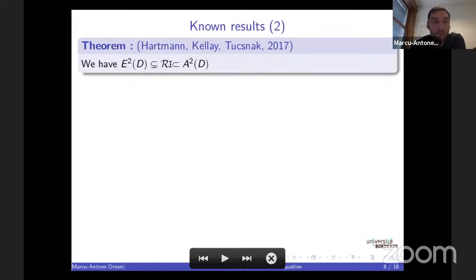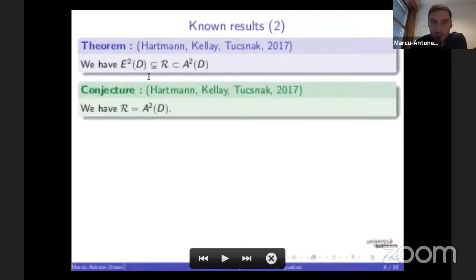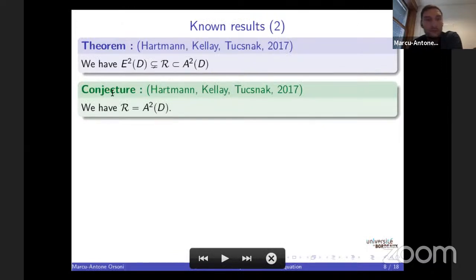So they prove that the reachable space is between these two spaces of analytic functions: the Smirnov space of the square and the Bergman space of the square. And they proved that the left inclusion is strict. They also made a conjecture. So they conjecture that the reachable space is equal to the Bergman space of the square.